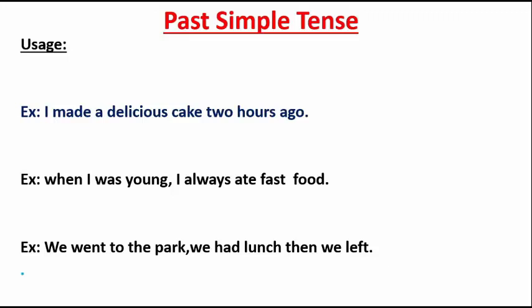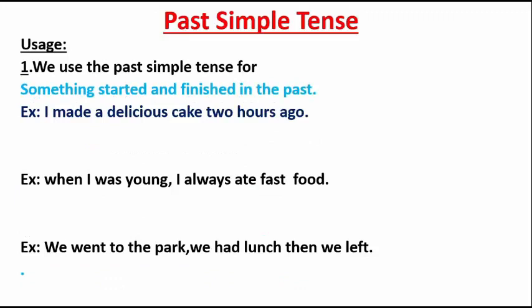I made a delicious cake 2 hours ago. What is the usage of past simple throughout this sentence? What did I express here? Yes, something started and finished in the past, or if I have a specific time in the past. So when I have something started or began and finished in the past, I have to use past simple here. Or if I have a specific time, for example, in 2002, 2 hours ago, in 1999, and so on.